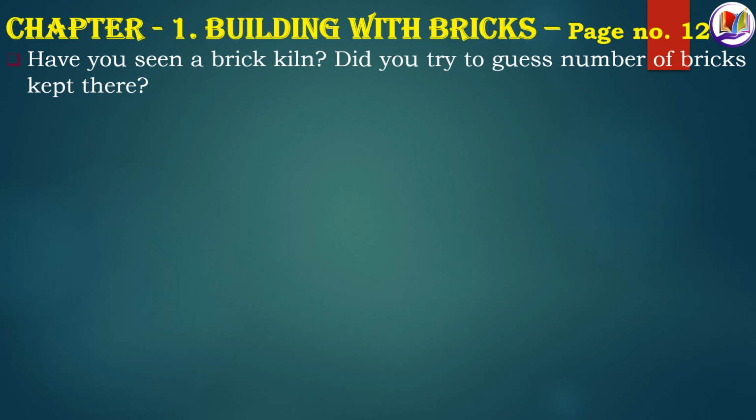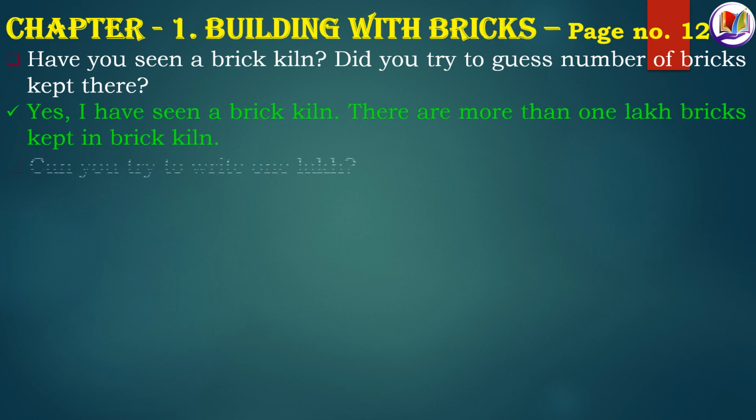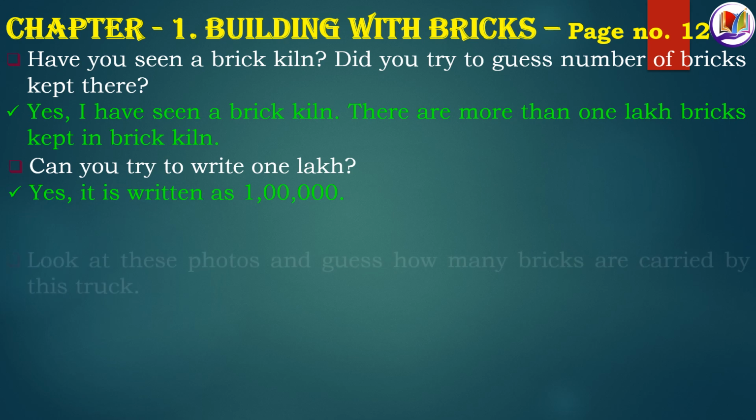Now, have you seen a brick kiln? Did you try to guess the number of bricks kept there? Well, yes, I have seen a brick kiln. There are more than 1 lakh bricks kept in a brick kiln. Can you try to write 1 lakh? Yes, it can be written as 1,00,000. That is 1, and 5 zeros for 1 lakh.